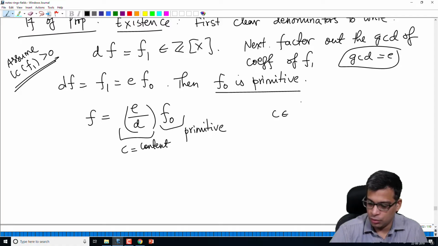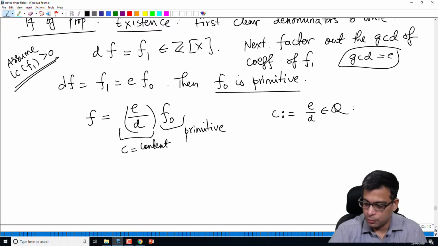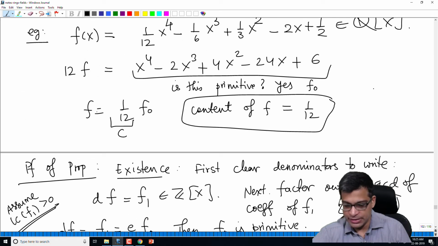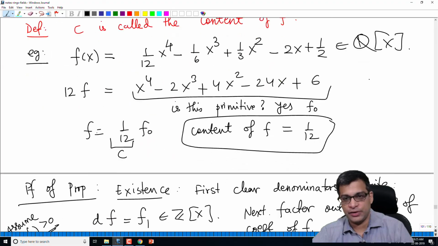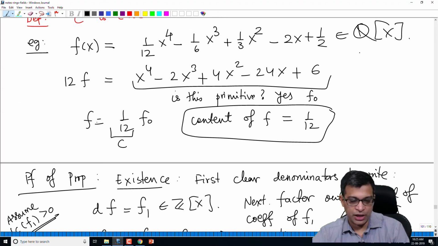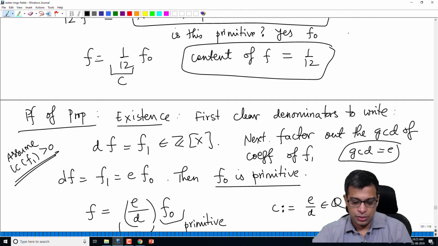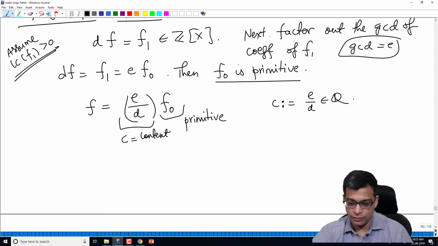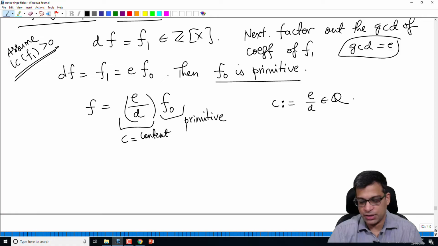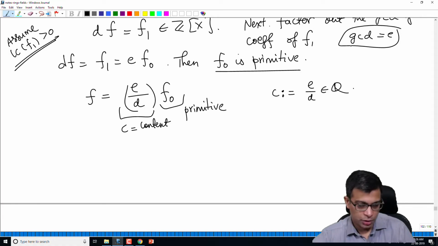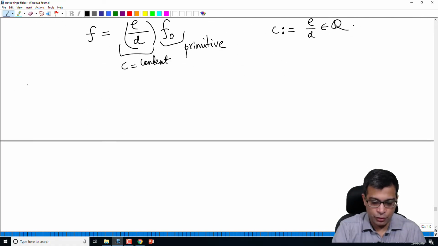So we have written f as a rational number times a primitive polynomial. Remember, C is defined to be E/d, and it is in Q. As this example shows, content is in general not an integer. It is an integer if and only if f is an integer polynomial. Here we started with a non-integer polynomial, so the content is a rational number which is not an integer. So this is the existence. We now have to show uniqueness.